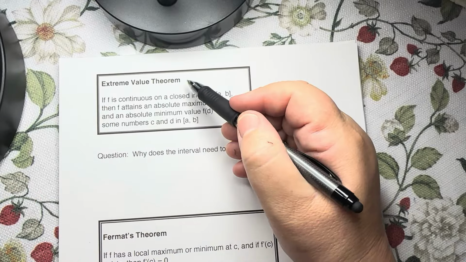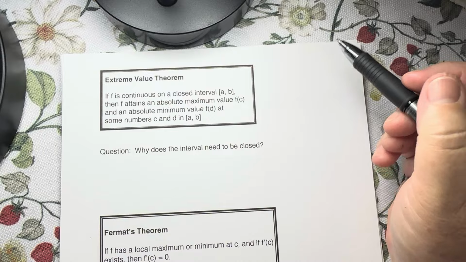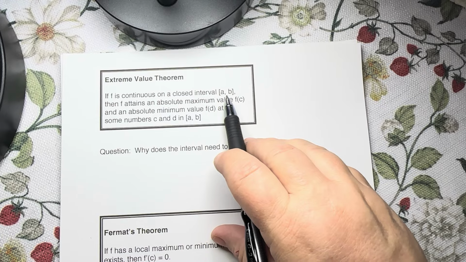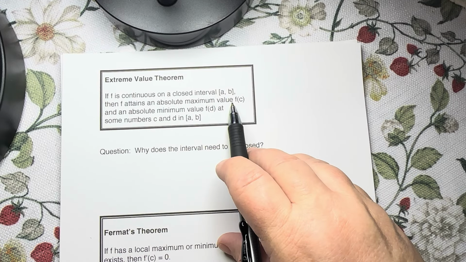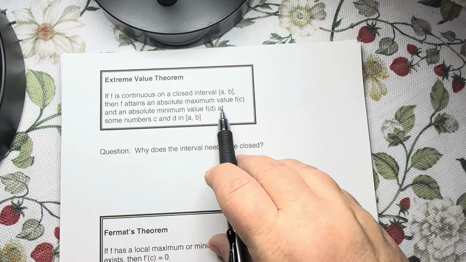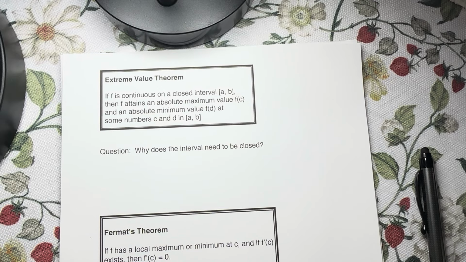The extreme value theorem. This is a really big one. If f is continuous, remember continuous, on a closed interval, it has to be closed, then f attains an absolute maximum value, f of c, and an absolute minimum value, f of d, at some numbers c and d in [a, b]. So in other words, if you have a closed interval, there will be a biggest y value and a smallest y value. That's all that says. You're guaranteed one.